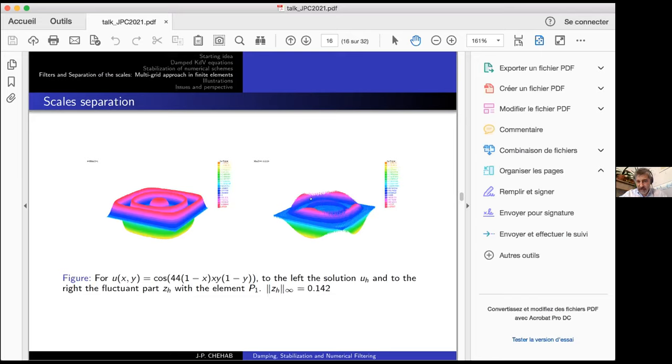And as you can see on the drawing, you have fast oscillation, which is a testimony of high mode component. We can do exactly the same thing when using not P1, but P2 elements, which are more precise, as you know. And of course, the Z component is much smaller. So you have decomposed your solution into a mean part and a fluctuant part. The fluctuant part is small in size, okay? And it carries the high frequency. This is exactly what we want to build the filters.